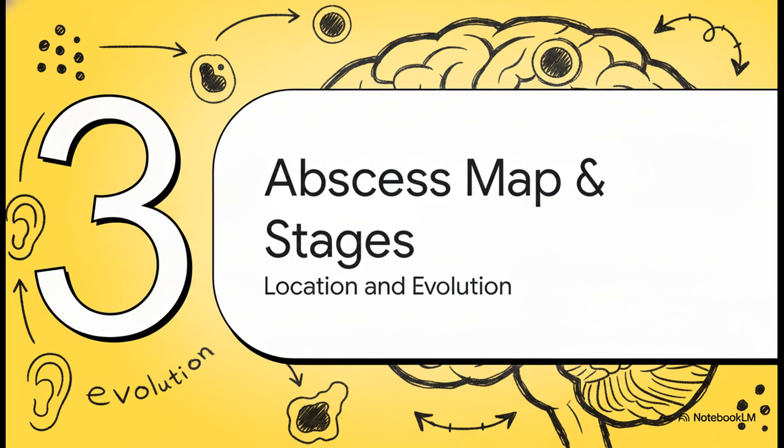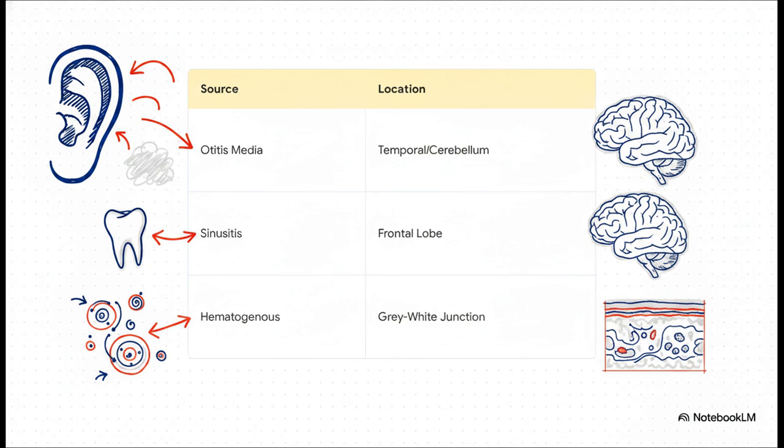All right, on to section 3. We're mapping out the brain abscess and looking at its stages. This is going to give you a super solid framework for those tricky location questions. It's basically a game of real estate. The source of the infection points exactly to where it lands in the brain. Ear infection, like otitis media, that is heading straight for the temporal lobe or cerebellum. In fact, a crazy 90% of cerebellar abscesses are otogenic. Paranasal or dental issues, frontal lobe.